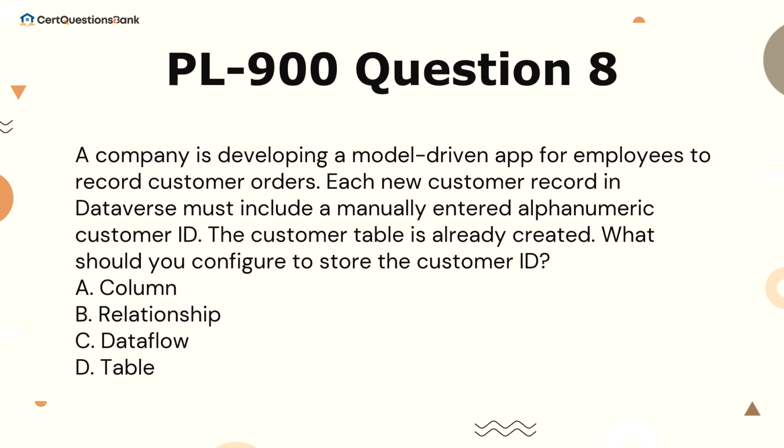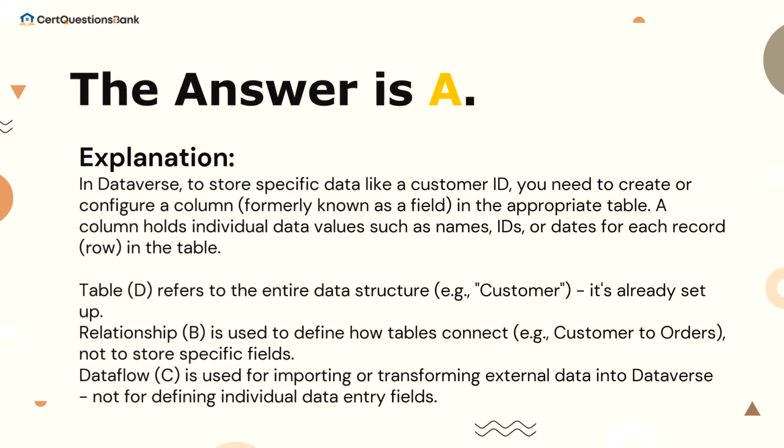A company is developing a model-driven app for employees to record customer orders. Each new customer record in Dataverse must include a manually entered alphanumeric customer ID. The customer table is already created. What should you configure to store the customer ID? A. Column. B. Relationship. C. Dataflow. D. Table. The answer is A.